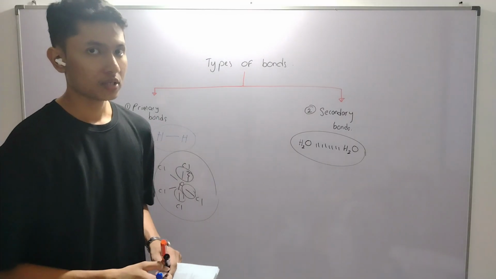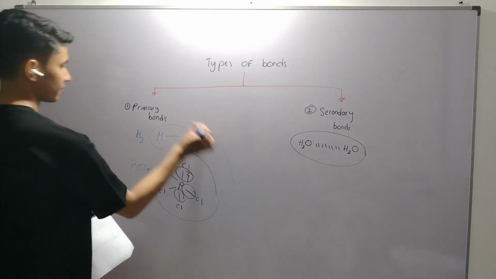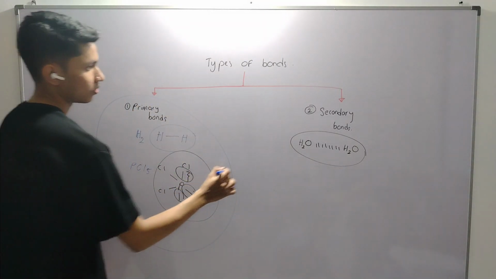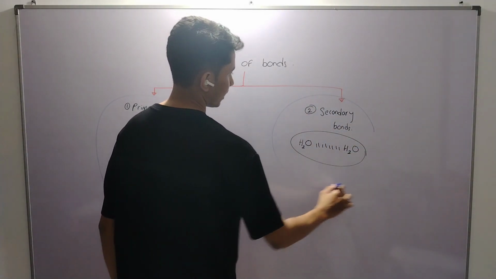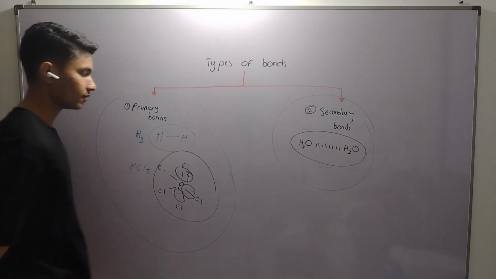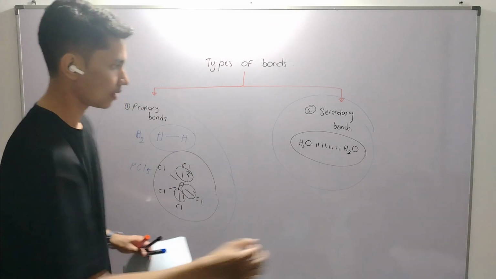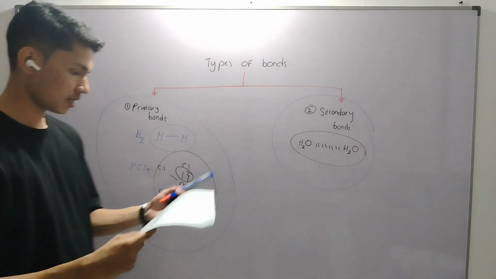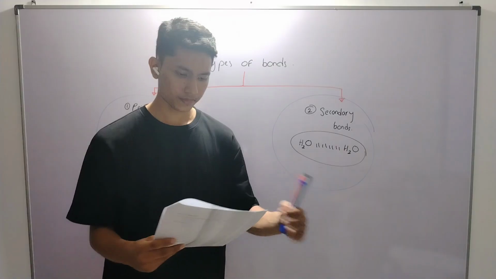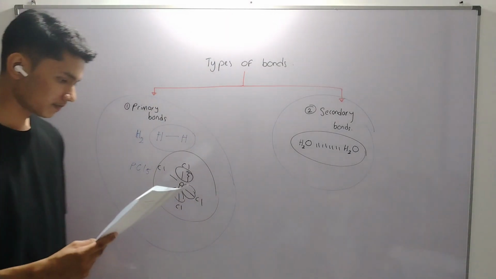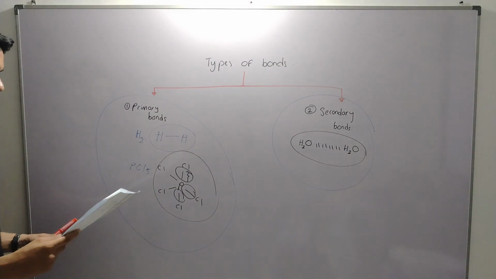Actually this unit is mainly focused on this part. The secondary bonds you will learn at the end of the unit. For now, let's focus on the primary bonds. Take this note down, and in the tute the note is given. You can take this down.